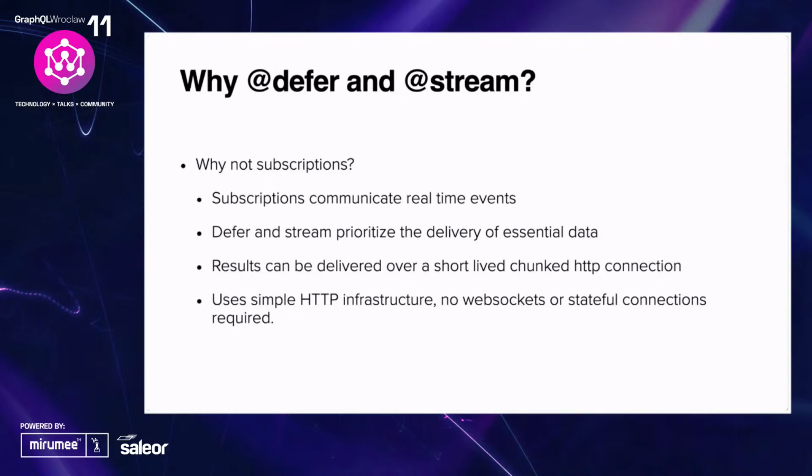You might also be wondering how this compares to GraphQL subscriptions. Subscriptions are another way of delivering multiple results from GraphQL servers. But subscriptions are intended to allow servers to deliver real-time events to clients, while defer and stream are intended to lower latency of essential data. The idea isn't to make your query take any longer, but to get the most important results sooner. And with defer and stream, we can send the responses over a short-lived, streaming chunked HTTP connection, and we don't need to use WebSockets or other stateful connections. That means simpler infrastructure to get things running.